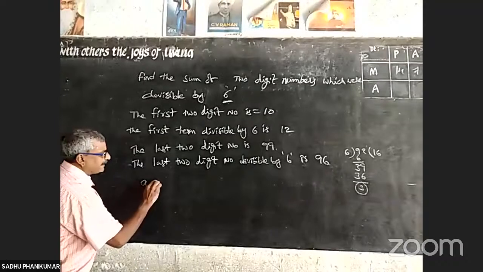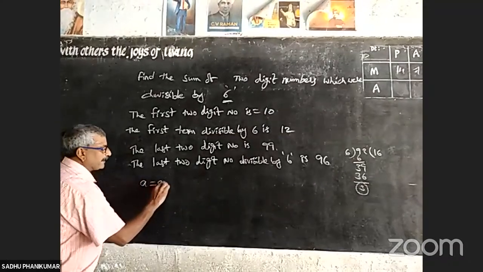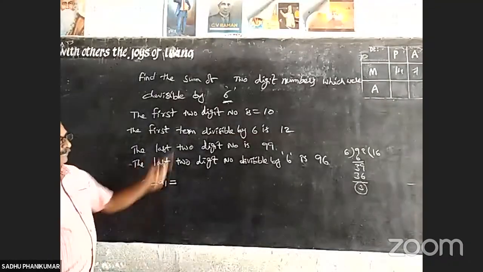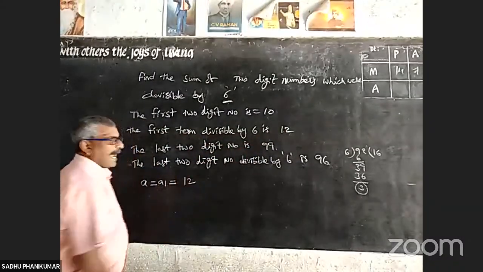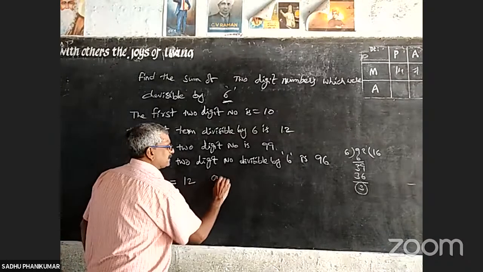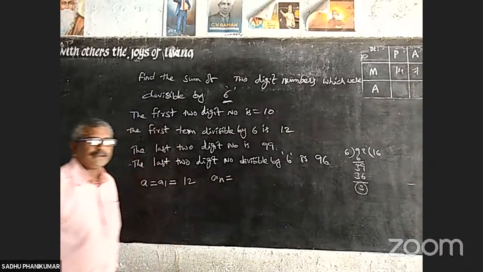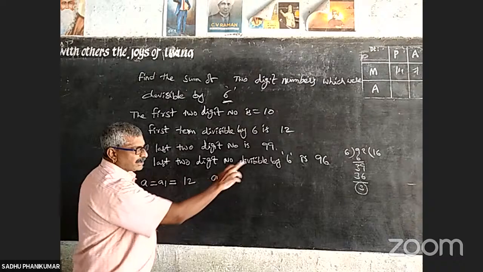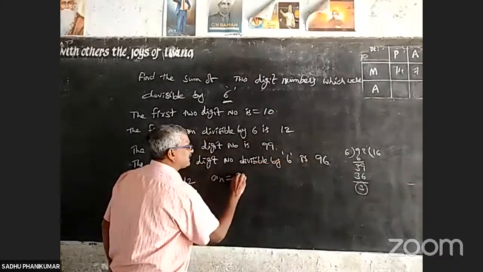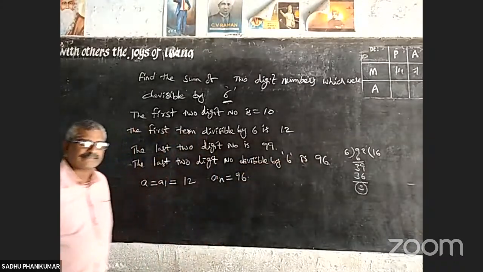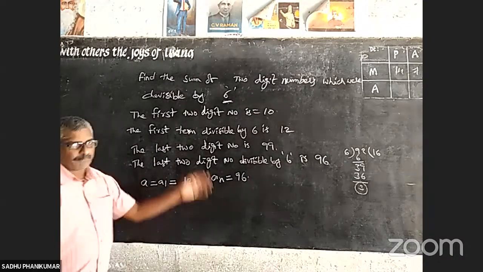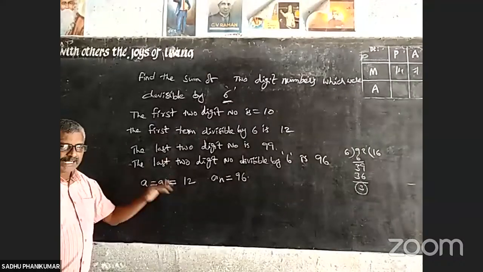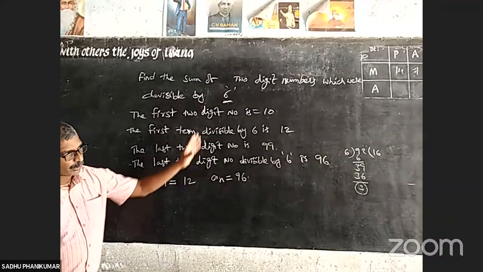We have A, or a1, the first term, which we discussed is 12, and an is with us. What is an? The last term we discussed, that is 96. Now we don't know the value of n. After finding the value of n, we can find the sum of the total terms.